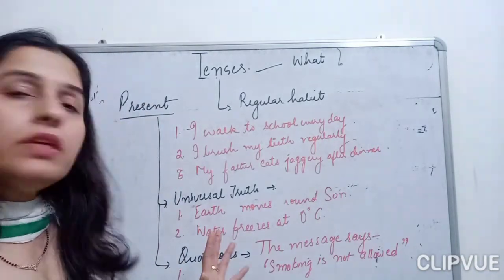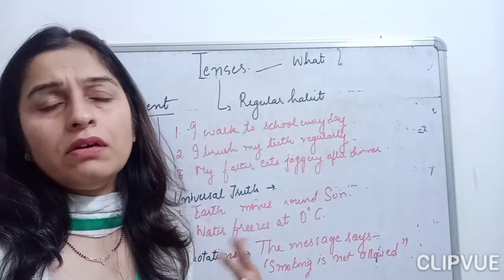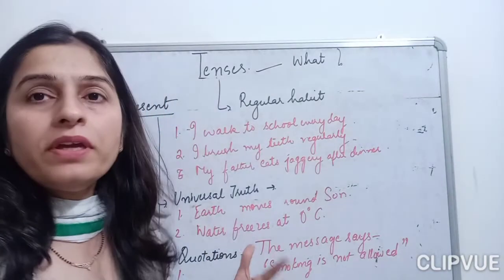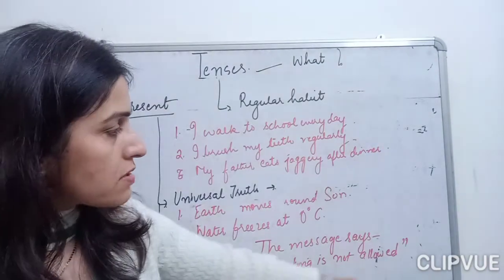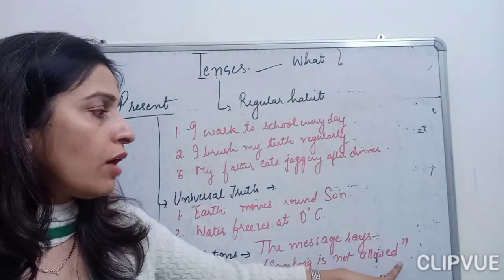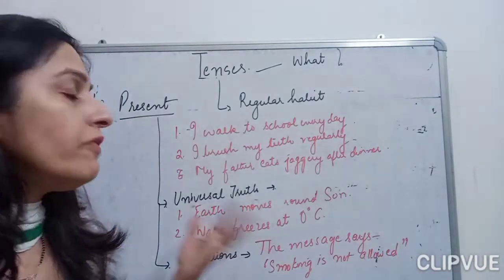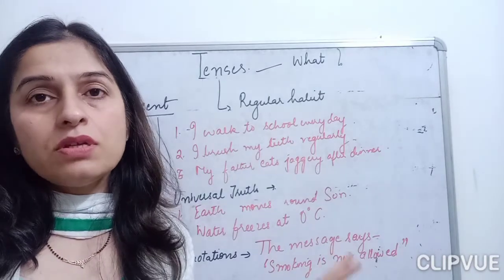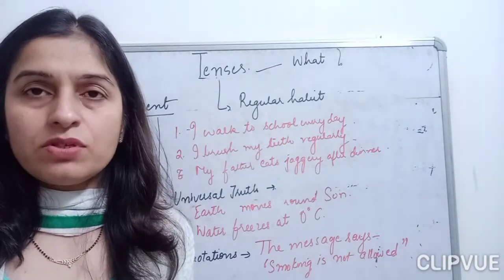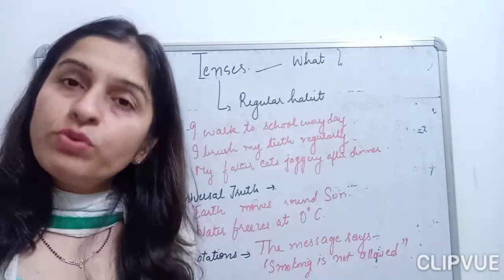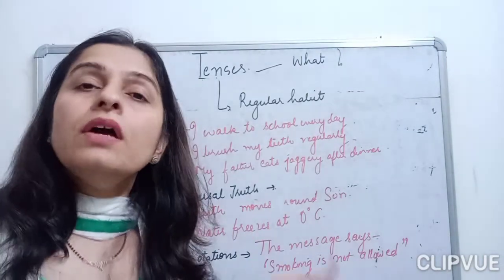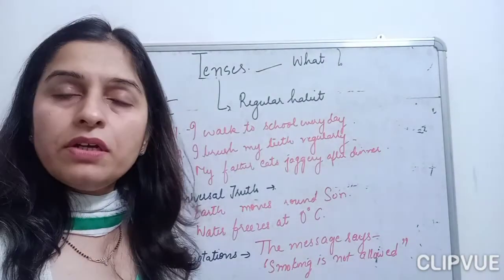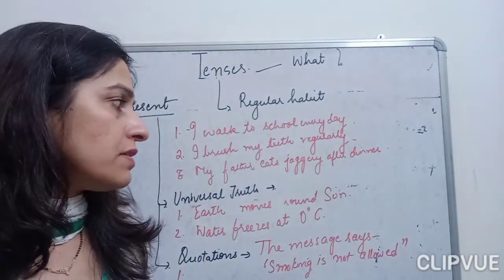Then we have the quotations. Quotation means the quotations which are given to us. Like suppose the message says smoking is not allowed. अब आपको इसमें कैसे पता चलेगा कि इसमें allowed past tense भी हो सकता है. But when the message says, message कह रहा है smoking is not allowed, और ये permanent message है which is now also, which will be for the future also, और ये पहले भी सुनाया गया है. So this message is for every time. Okay, so this is taken under the present tense.